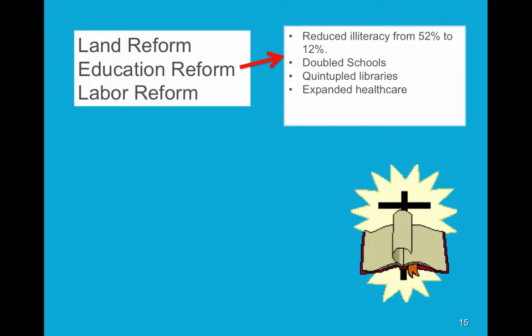In addition to land reform, education reform is especially important. They reduced the illiteracy from 52 to 12%. That's pretty good. They doubled schools. This is one of the key things you can do to reduce illiteracy, right? Have schools. Have libraries, they quintupled libraries. And of course, part of this is going to be expanding healthcare. Sick people are not a working people, and sick people are not a going to school people, right? So if you can change the healthcare system, then you could change the educational system. They go hand in hand.